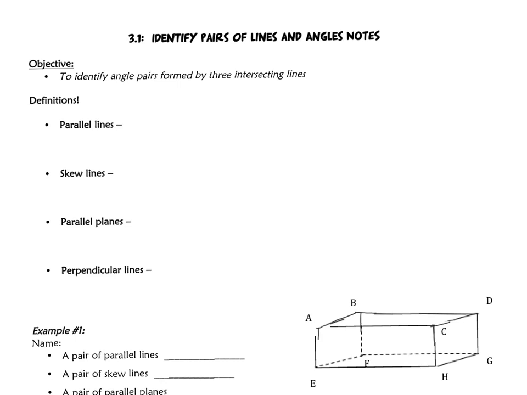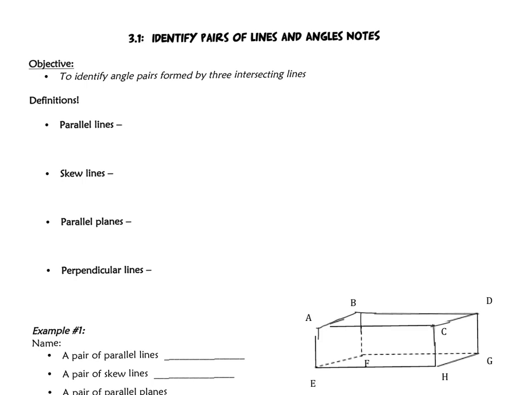Welcome to Chapter 3 about parallel and perpendicular lines. This is Section 3.1, Identify pairs of lines and angles. One objective for today, to identify angle pairs formed by three intersecting lines. So let's start out with some vocab.